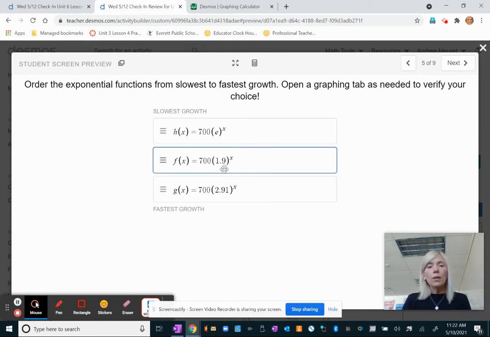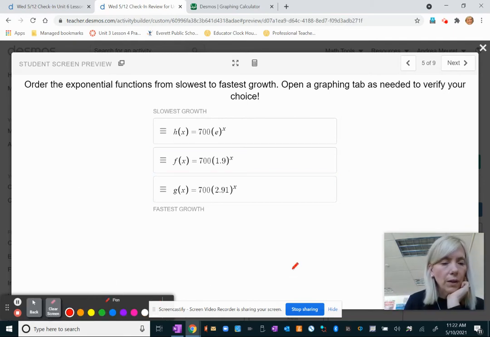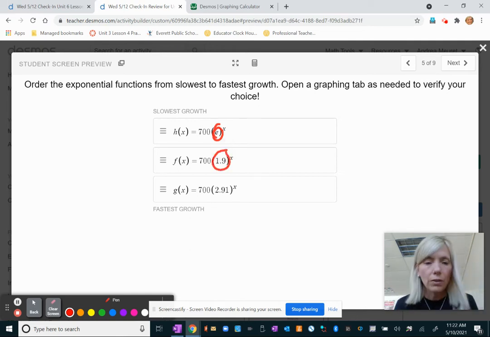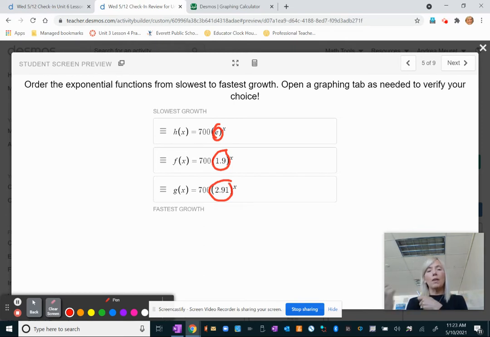So I have a base of E on the first one, and then 1.9 on the second one, and 2.91 on the third one. Okay, so those bases, I'm going to put them in numerical order, and then that will also put the functions in order, since they all have that initial amount of 700 and they all have the same exponent of x. Okay, so the smallest base is the 1.9.